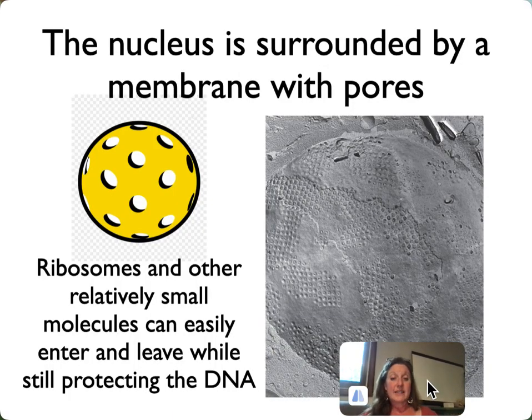Now, the nucleus, like the entire cell, is surrounded by a membrane, and this membrane has pores in it. You can see that in this electron micrograph, all of those little dots. It's sort of like a ball with holes in it. It keeps the DNA inside and protected, but the holes allow smaller things like ribosomes or RNA to get in and out easily. So we get the best of both worlds.